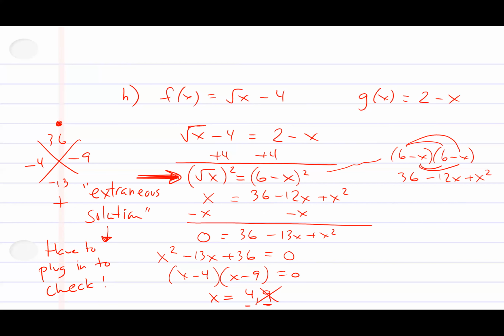That's the only time in mathematics where we actually have to plug it back in to check our answers. There's no other way around it. Why does it happen like that? Because by squaring both sides, we introduce a negative as well as a positive answer to the situation.